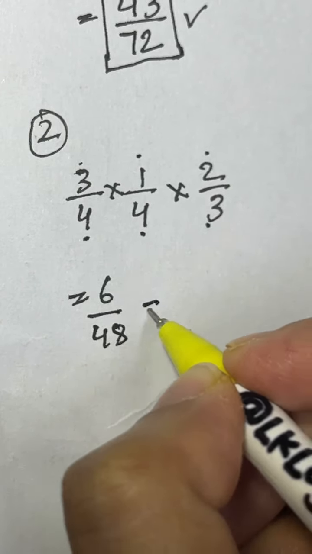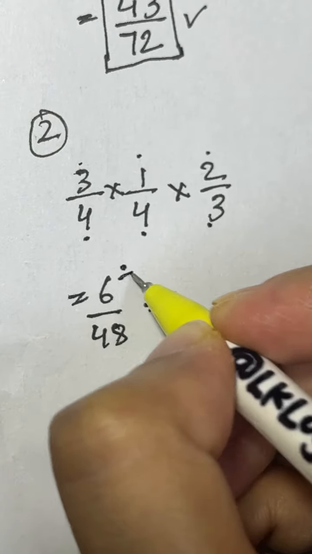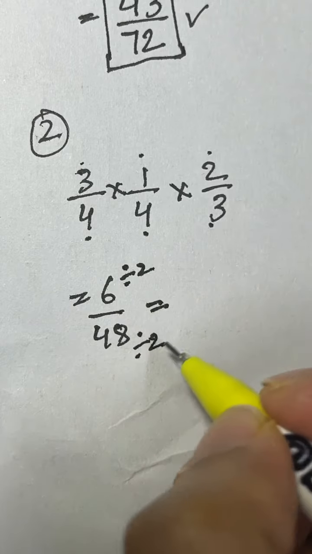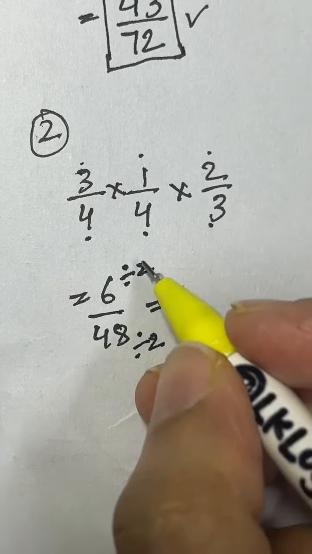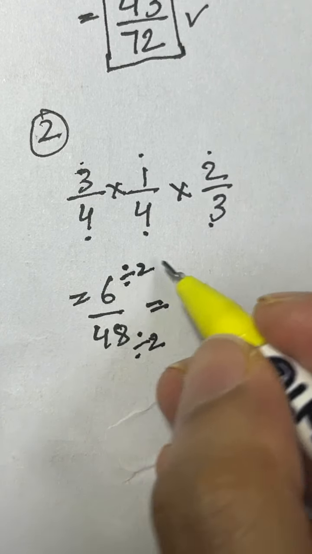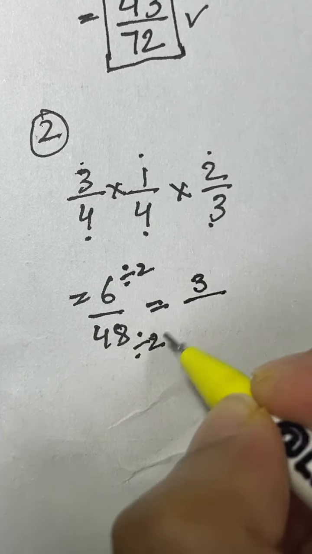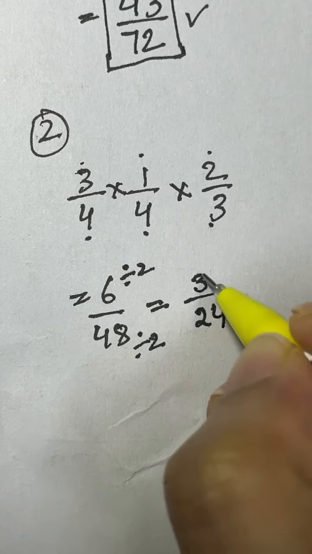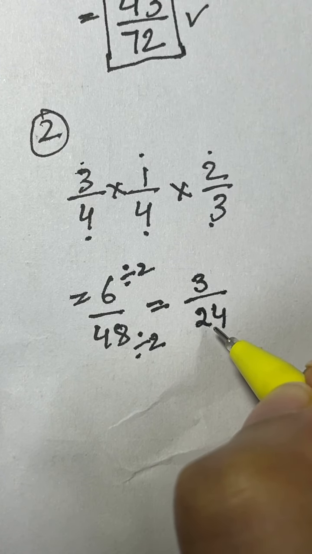Now you can reduce it to a lowest fraction. Just divide numerators and denominators by the same number. Whatever you're dividing, you have to divide by the same number. 6 divided by 2 is 3. And 48 divided by 2 is 24. Now you're left with 3 over 24.